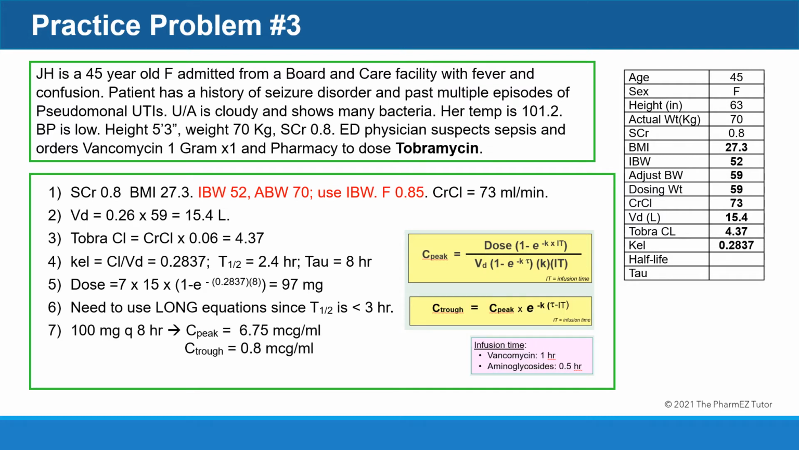The dose of 100 milligrams every 8 hours will give a peak level of 6.75 and a trough level of 0.8. The trough level is less than 1, so that's good to prevent nephrotoxicity. A loading dose of 110 milligrams will give us a level of 7.14. The dose is very close to the regular maintenance dose of 100 milligrams.